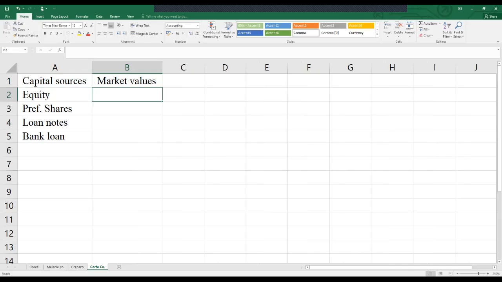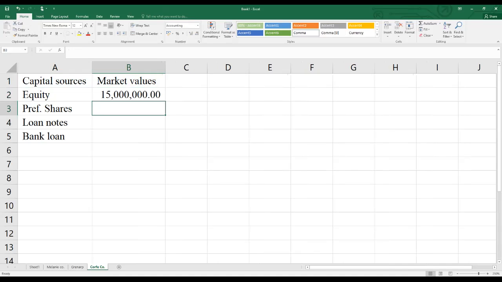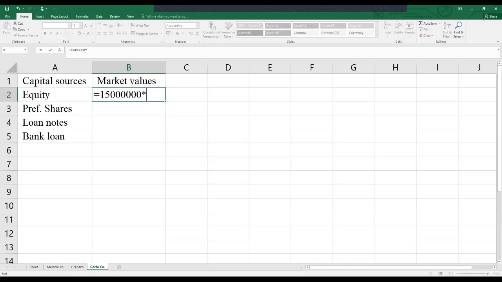The total nominal value of the company's shares is 15 million. One share has a nominal value of 1 million. Therefore, the number of issued shares for the company is 15 million shares. Yes, 15 million shares. We multiply by the market value per share. The market value per share of the company is 6.1. We have times 6.1 for the total market value of the company's shares.